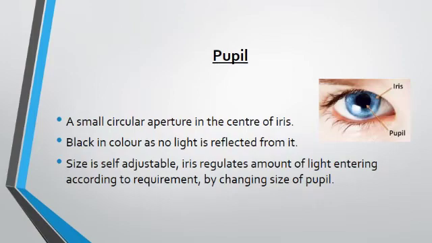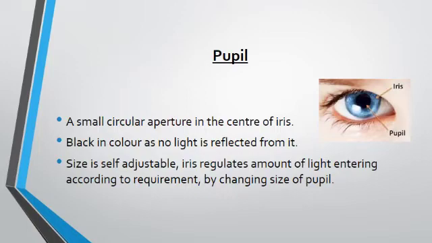Next part of the eye is the pupil. The pupil is a small circular aperture in the center of the iris. It is black in color. Why is it black? Because no light can be reflected from it. Its size is self-adjustable, as the iris regulates the amount of light entering according to the requirement by changing the size of the pupil.